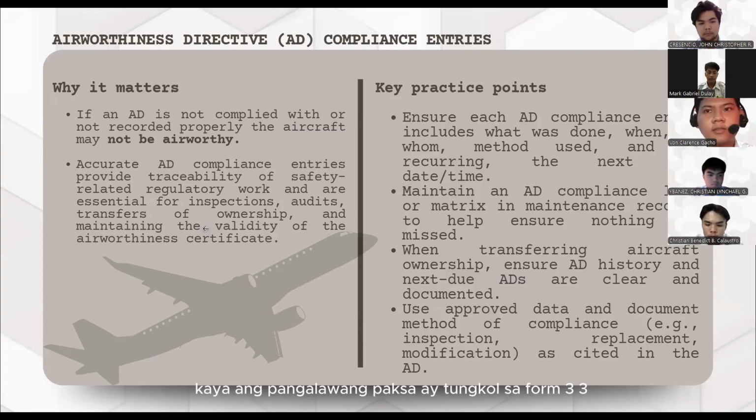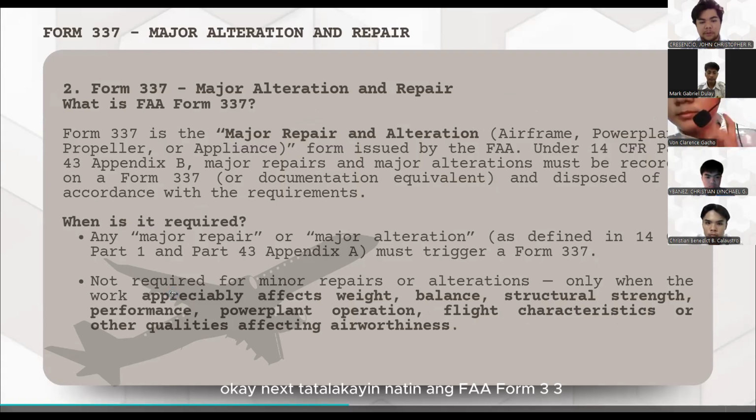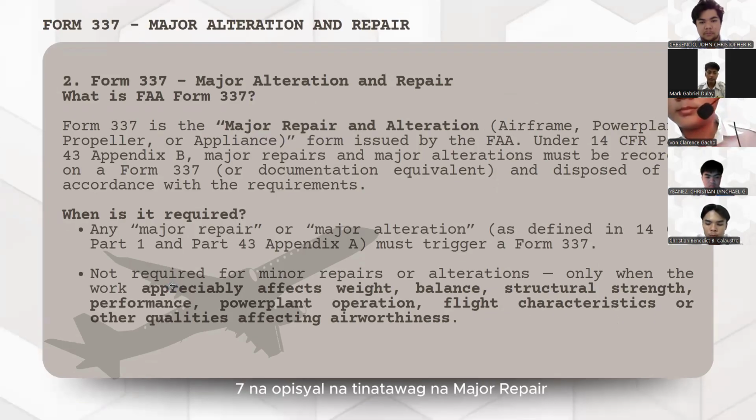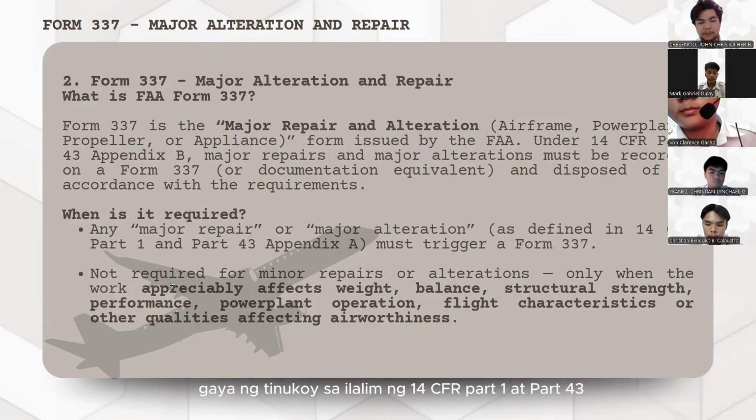So the second topic is about Form 337, Major Repair and Alteration. Okay, next we will discuss FAA Form 337, which is officially called the Major Repair and Alteration Form. This form is required whenever a technician performs a major repair or major alteration, as defined under 14 CFR Part 1 and Part 43 Appendix A.